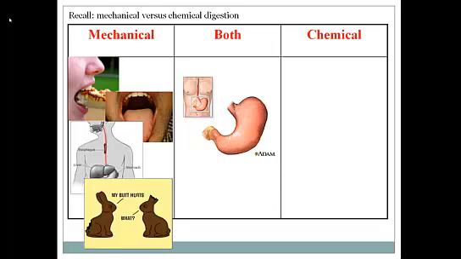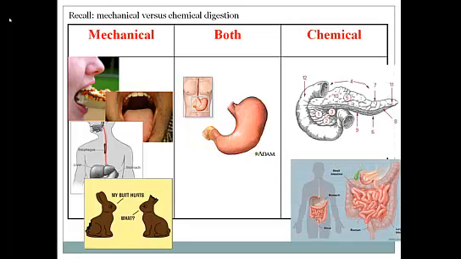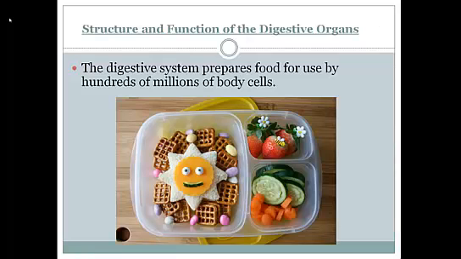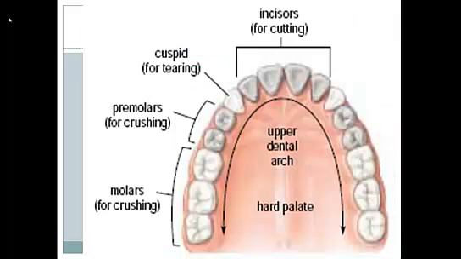Mechanical and chemical happen within the stomach. Chemicals break down the food in our stomach, with muscles around the outside. And chemical digestion can happen in our intestines, through the use of enzymes created by our pancreas. So the whole function of our digestive system is to break down food into smaller components so that we can then use them within the cells of our body.